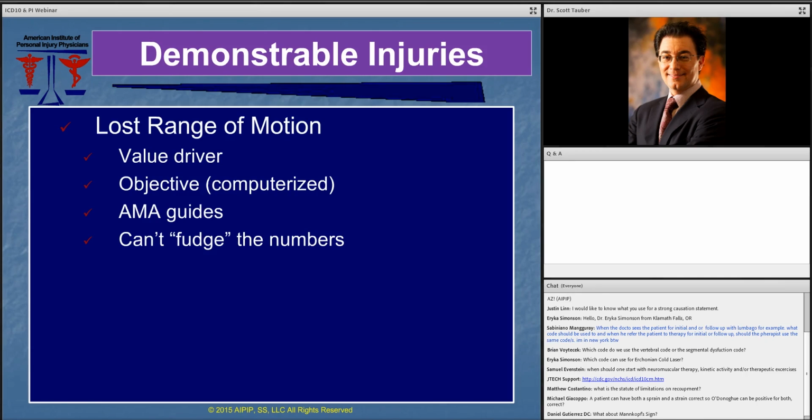And muscle testing. Muscle testing is also weakness, so it's a value driver. They may also have radicular symptoms associated with that, which is another value driver, another reason why we want to use something objective. You can't fudge the numbers, can't do a lot of things when it's computerized.